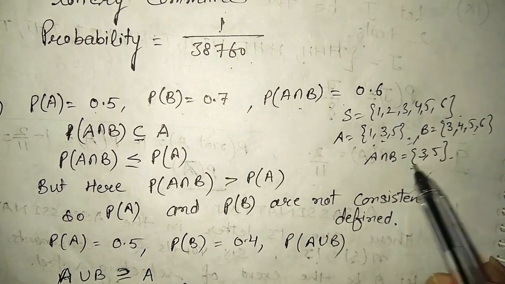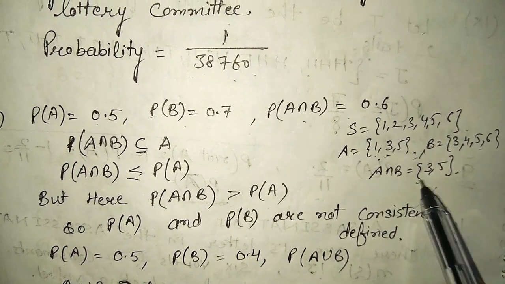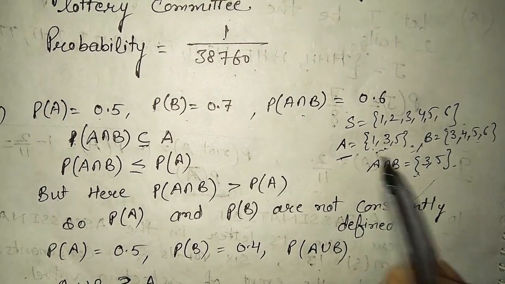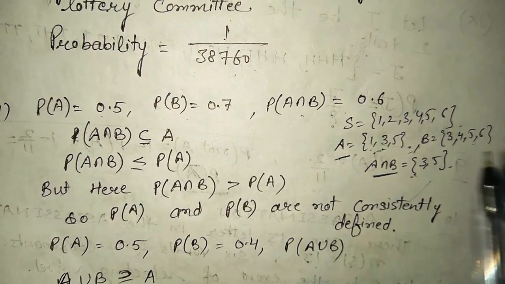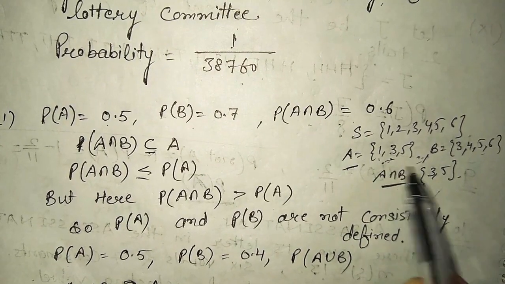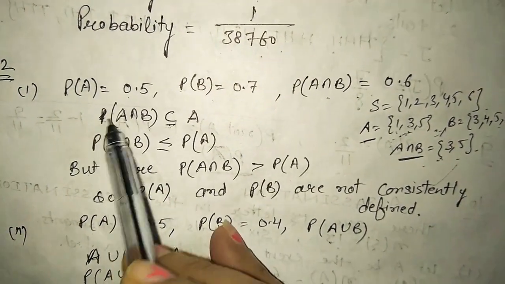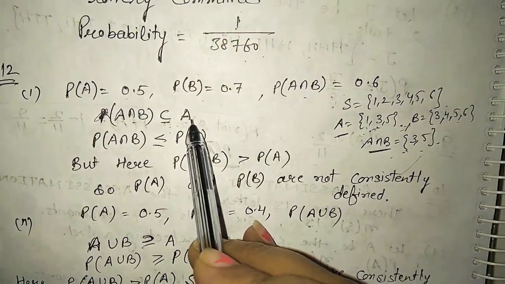Then 3 by 6 is more than 2 by 6. That means P(A) is greater than P(A intersection B) always. Or it can be equal if A is a subset of B, then A intersection B is equal to A. In this case, we know that A intersection B is a subset of A, or equal to A.